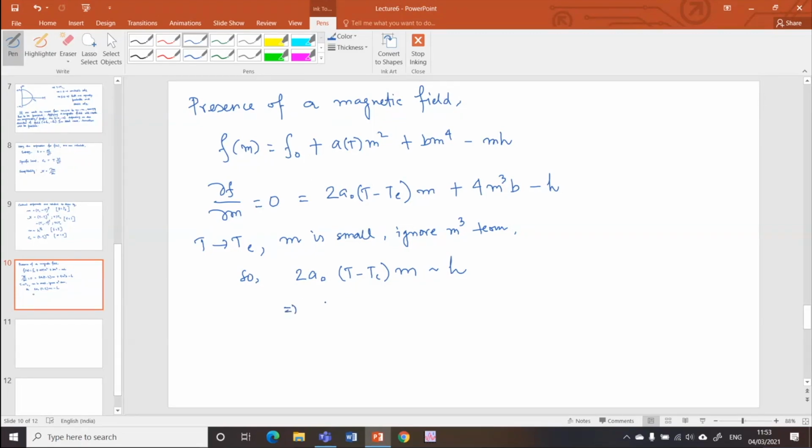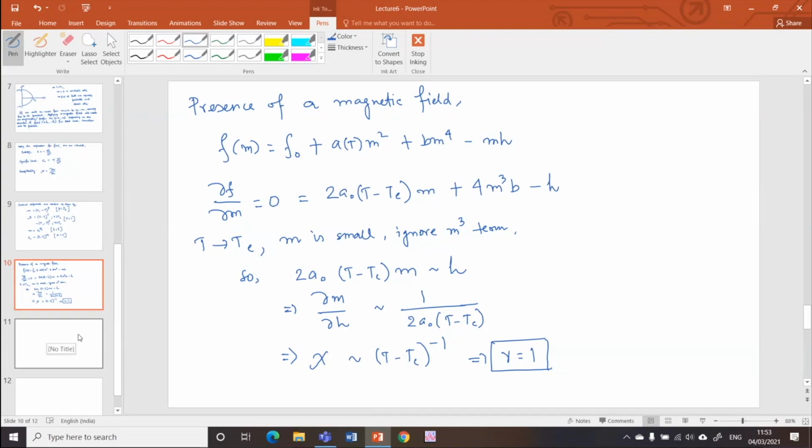Now if I take del m del h here, that will go as 1 by 2a0 t minus tc. Del m del h is nothing other than the susceptibility. So this will go as t minus tc to the power minus 1. That tells me my gamma is equal to plus 1 here.